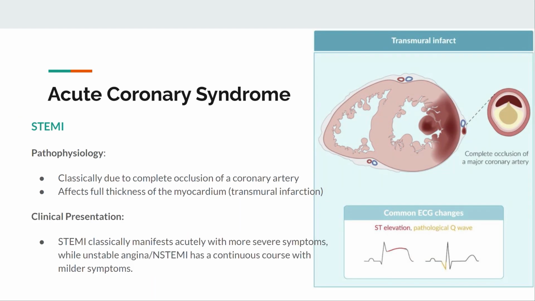STEMI is the one that you know really well. So it's a complete occlusion of a coronary artery secondary to clot formation, and that's a full thickness transmural infarction that will present with ST elevation in the relevant leads with reciprocal depression in the opposite leads.